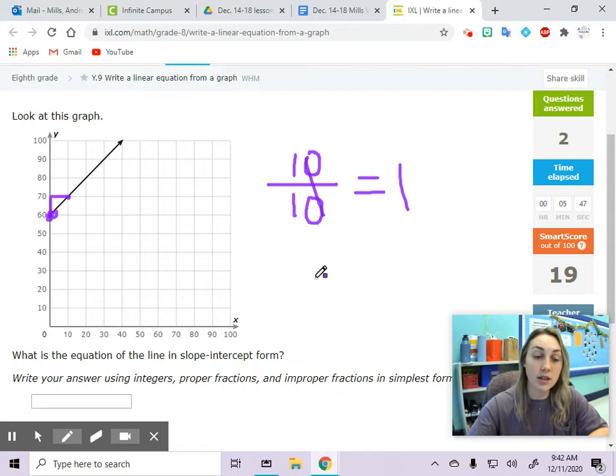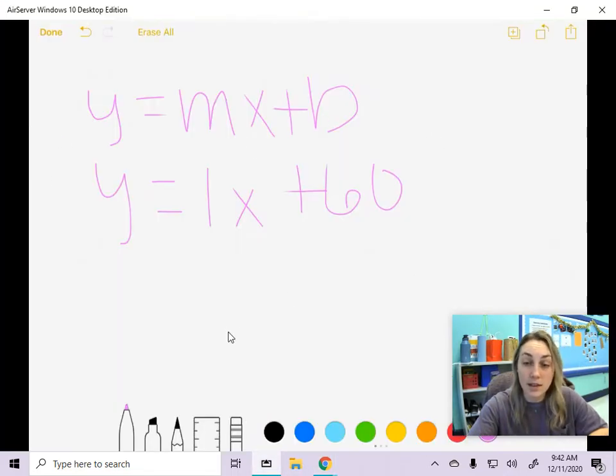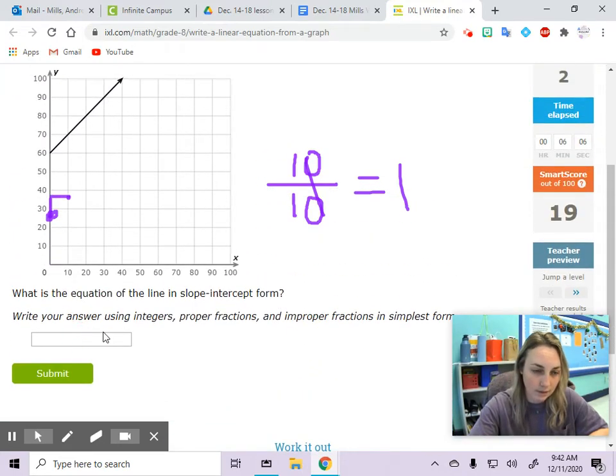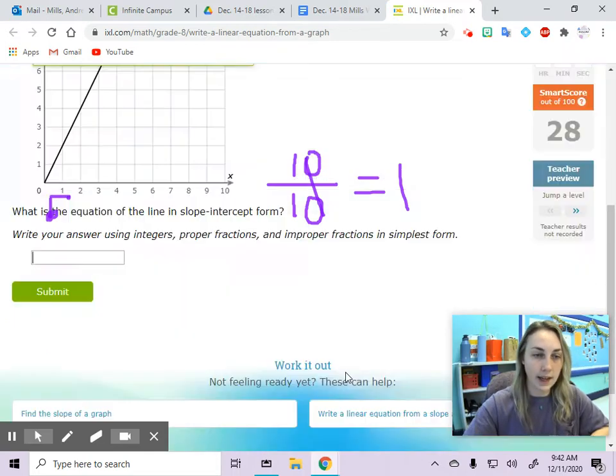So with that information, I can put that into the formula. Our slope was 1. It crossed the y-axis at positive 60, so that's going to be our answer. And guys, you can also put in 1x plus 60 into your answer box, and it'll take it as well. So y equals 1x plus 60. And let's keep going.